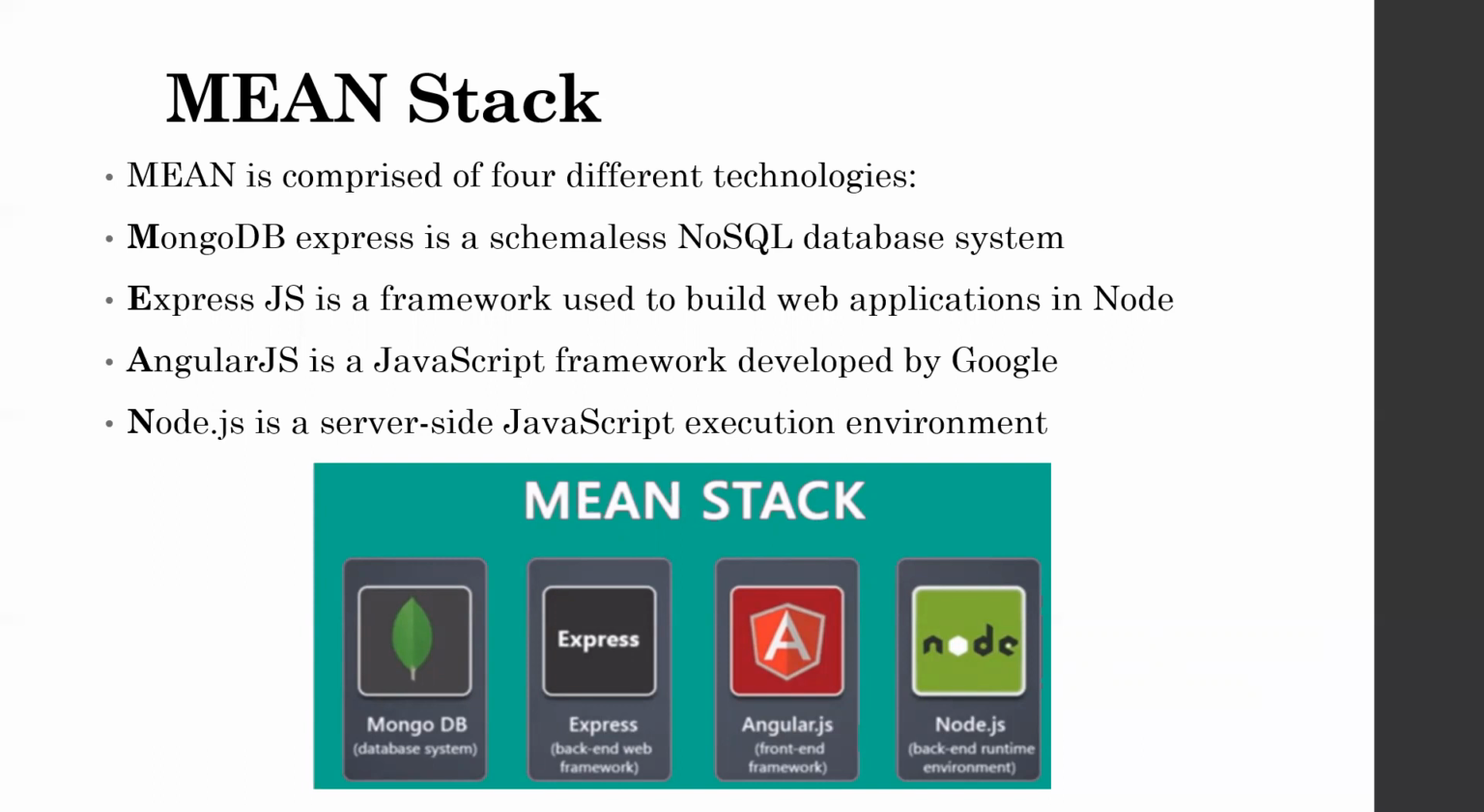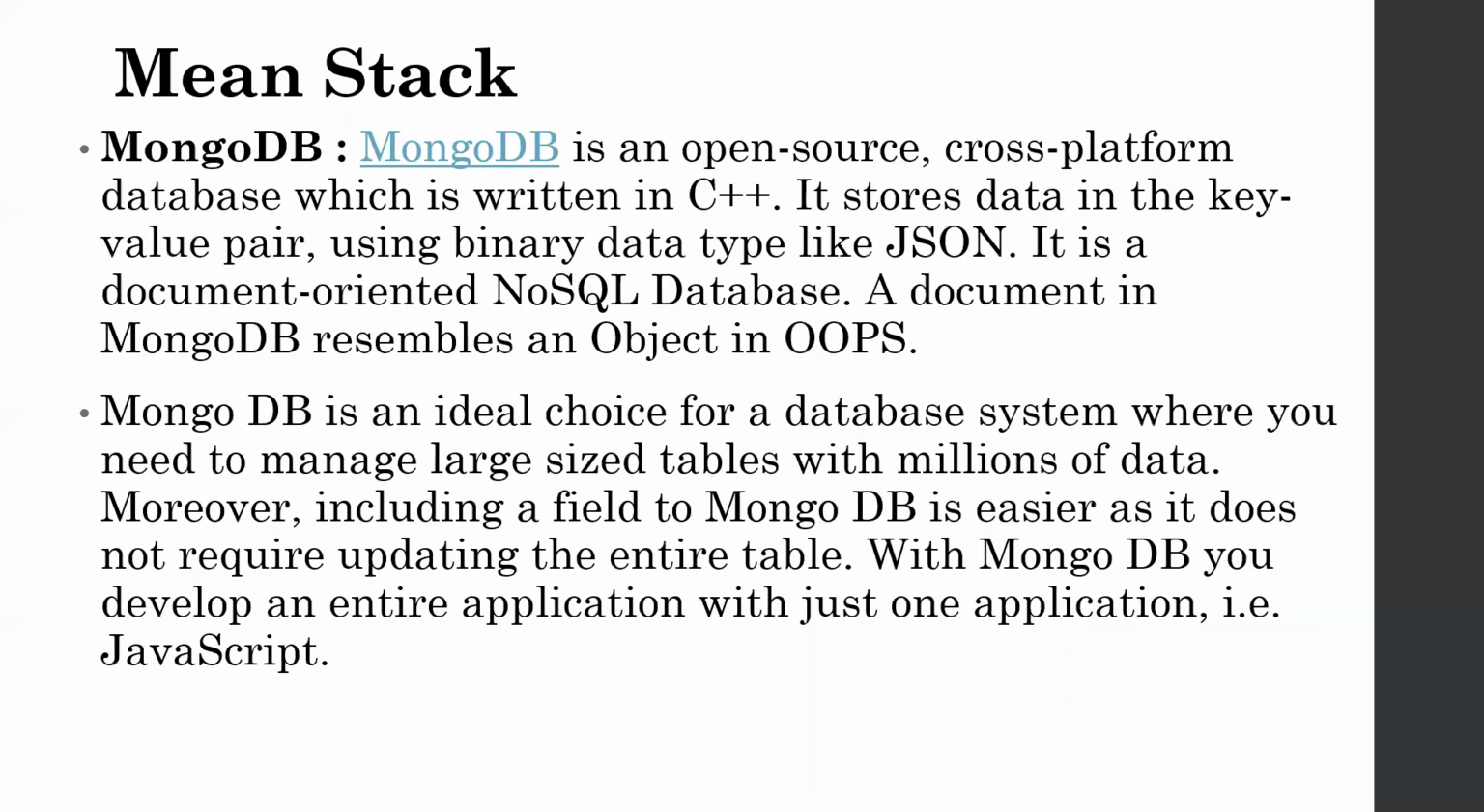Angular is the JavaScript framework developed by Google. So it is one of the front ends that we can handle. And Node.js is a server-side JavaScript execution environment. If we want to develop things on the server side, we are able to do so with the help of this. In the diagram, you are able to find MongoDB, Express, Angular, and Node.js. So these are known as the MEAN stack.